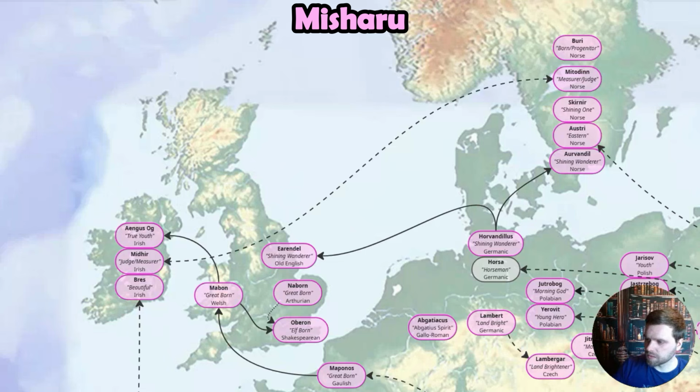Midir was a judge and a king in the Irish pantheon, and he was considered handsome and the father of Lear and stepfather of Angus, which is interesting because we're going to talk about Angus in a moment.